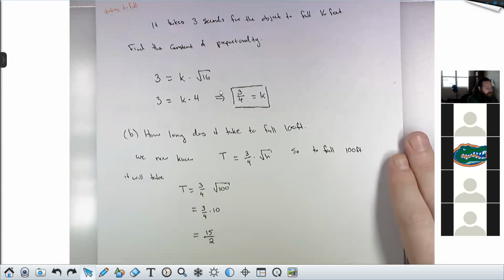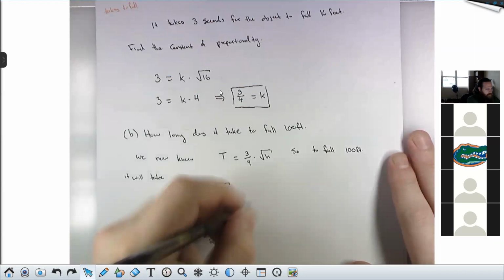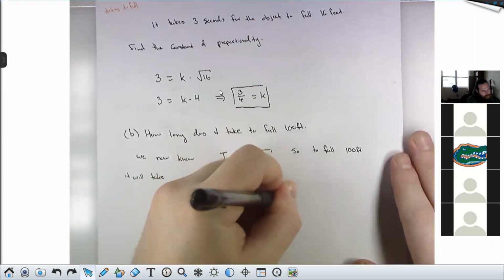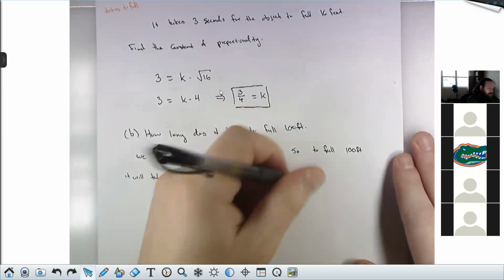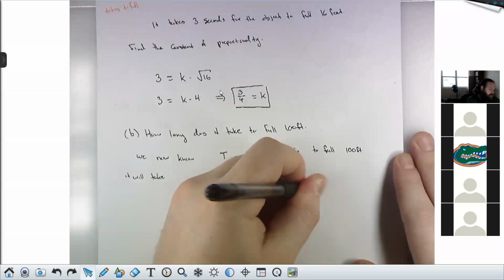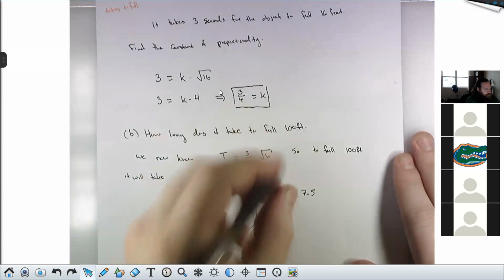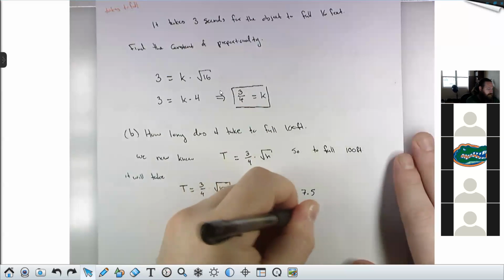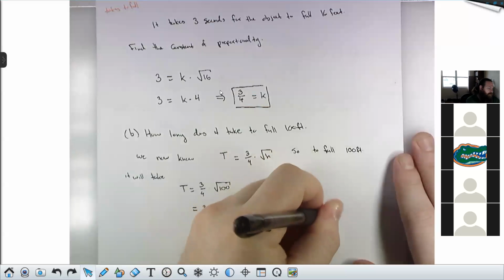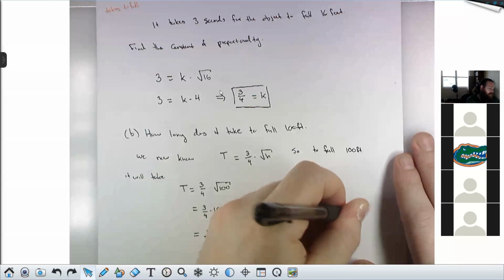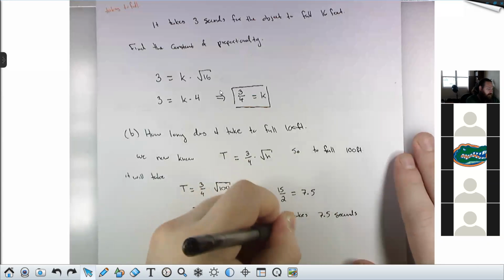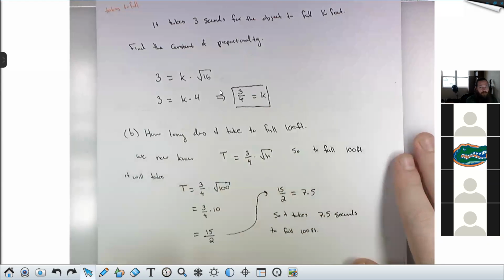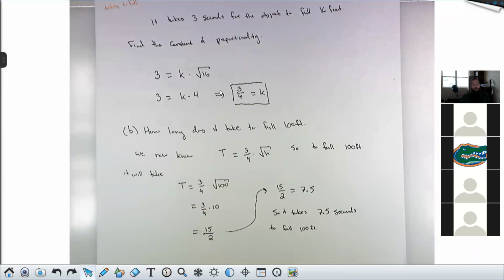But the problem asked us for a decimal rounded to the nearest tenth. 15/2, if you put that in your calculator, that's 7.5. So it takes 7.5 seconds to fall 100 feet. Yeah, excellent. Thank you, guys.